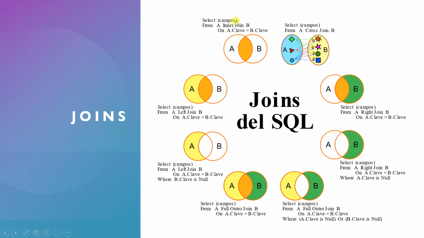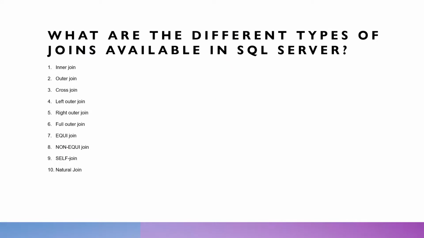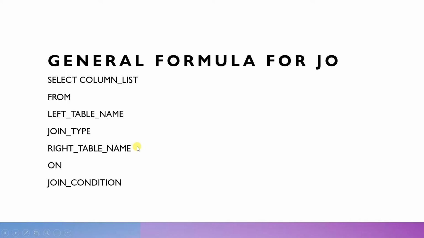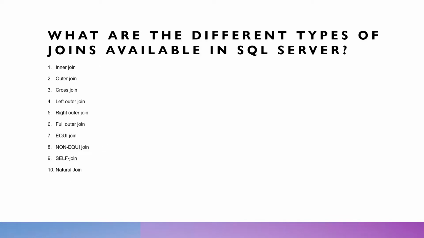Before that, let me tell you the different types of joins available in SQL Server. You have inner join, outer join, and cross join. Your outer join is again divided into three types: left outer join, right outer join, and full outer join. Then you have equi-join, non-equi-join, self-join, and natural join. We are going to cover some of the basic ones, one by one.